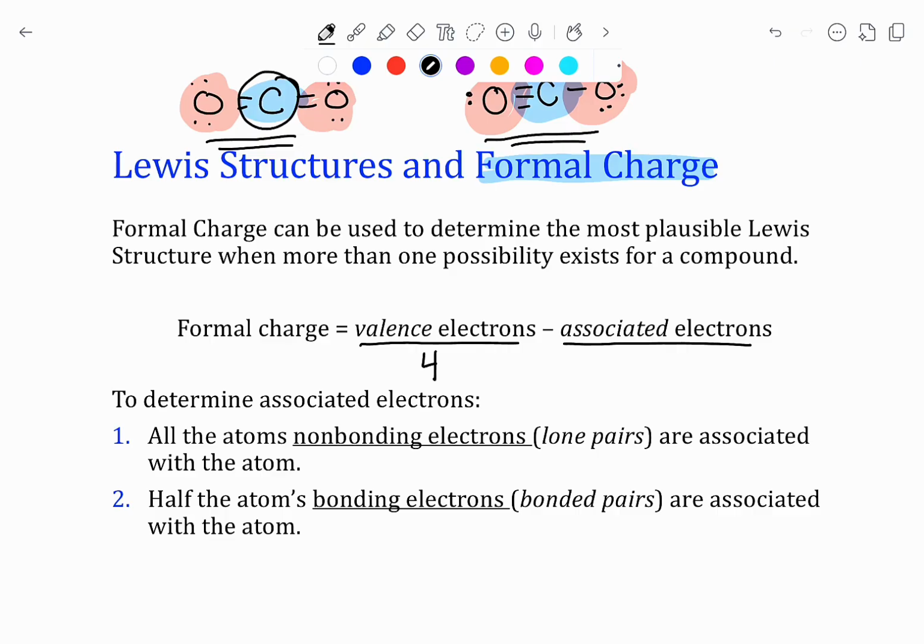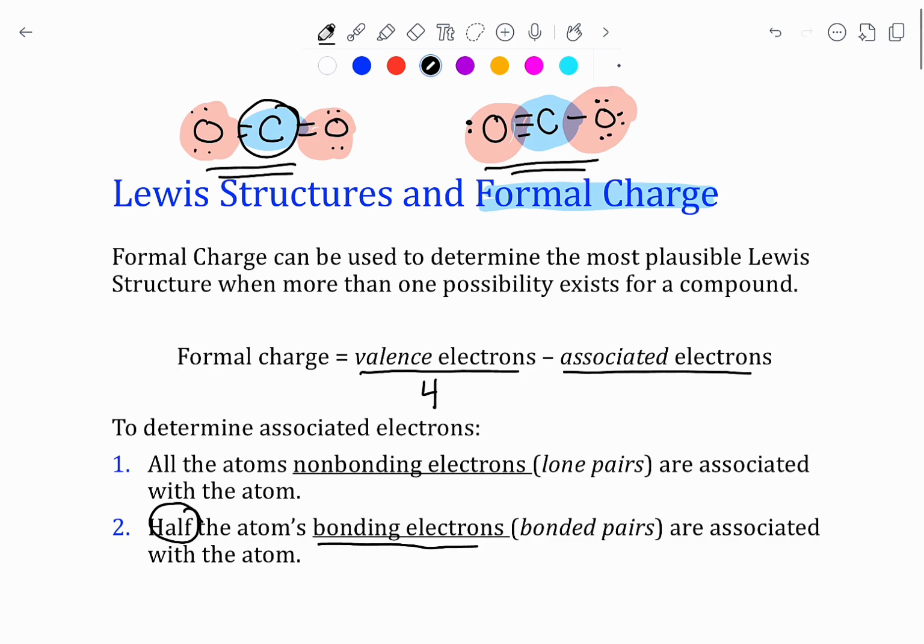We look specifically at the bonding atoms. We do the 1/2 because there's that sharing of the electrons. So half of these electrons came from the carbon, the other half came from the oxygen. Okay, so carbon really only claims those individual electrons that it contributed to the bonds being formed.